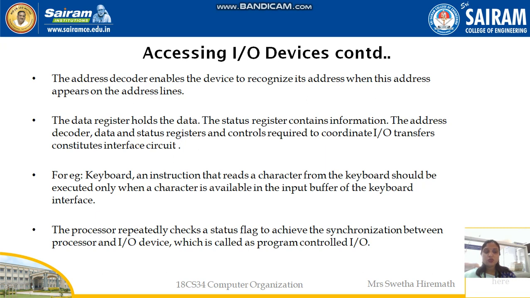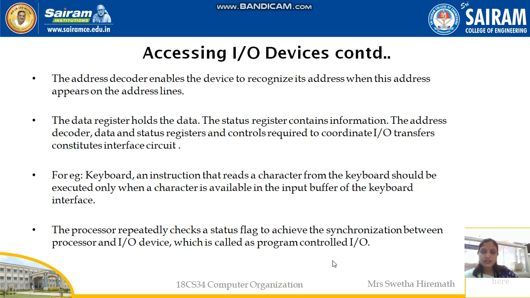So there are two types actually. Whenever a processor sends the data and address first, that address will be mapped to that particular IO device, and if both memory and the IO devices share the same address space, then we call it memory mapped IO. And if the processor repeatedly checks a status flag to achieve synchronization between the processor and the IO devices, then this type of arrangement is called program controlled IO.